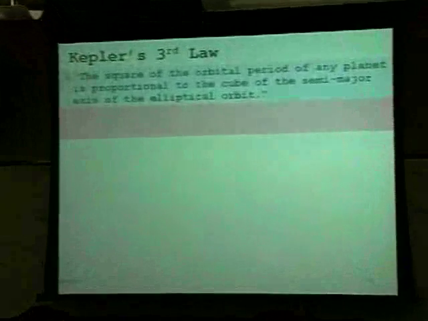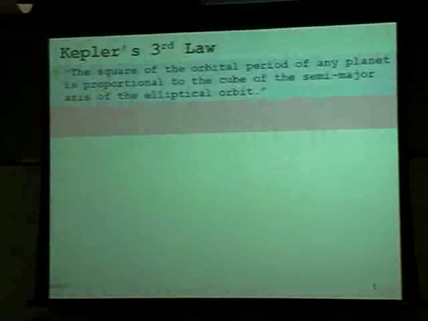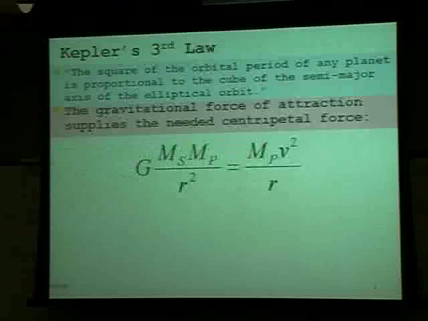The square of the orbital period of any planet is proportional to the cube of the semi-major axis of the elliptical orbit. In English, the time period it takes for the planet to go around the sun, squared, is proportional to the distance from the sun cubed.